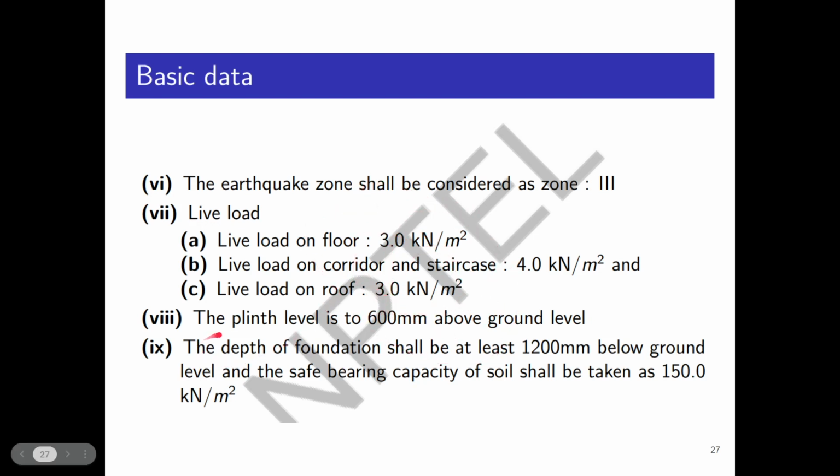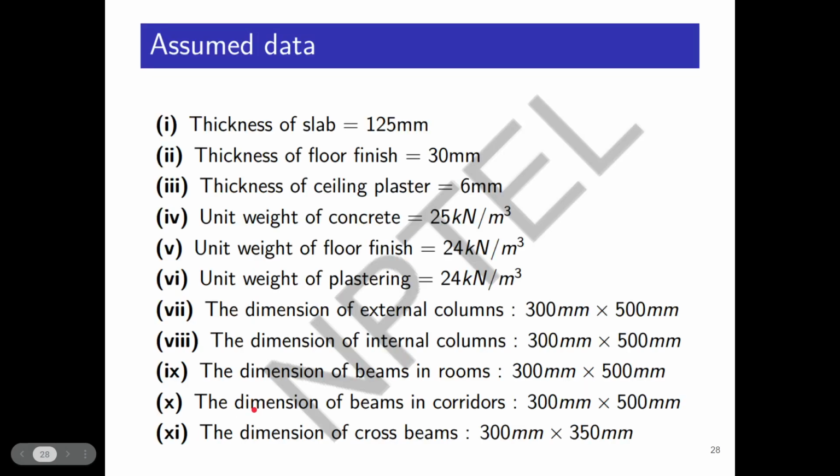And let us assume that the plinth level, the surface of the base, the ground, or the base floor, is at 600 millimeter above the ground level. So the plinth level is 600 above, and the depth of the foundation is at least 1200 or 1.2 meter below ground level, and the safe bearing capacity of the soil is, let us assume, 150 kilonewton per meter square. So these are the data we have taken.